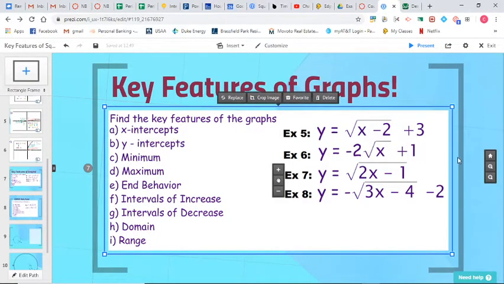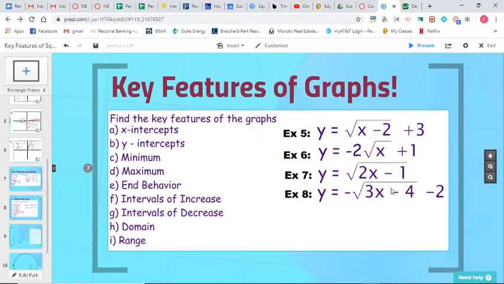Welcome back, everyone. So example 7 will be starting in a moment. Again, example 7 and 8 are pretty much the same thing as example 5 and 6. So if you'd like to try these two on your own, I say go for it. Otherwise, follow along with Miss Long.